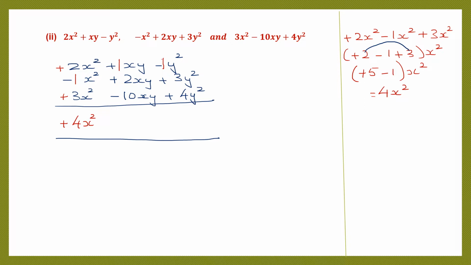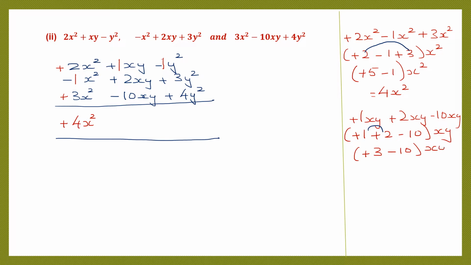Let's take the xy. Plus 1xy plus 2xy minus 10xy. So only the numbers plus 1 plus 2 minus 10xy. So add up the numbers that have the plus sign, these two. So plus 1 and plus 2 will be plus 3 minus 10xy. When signs are different, put the sign of the bigger number and subtract, 10 minus 3 is 7xy. So here we have minus 7xy.